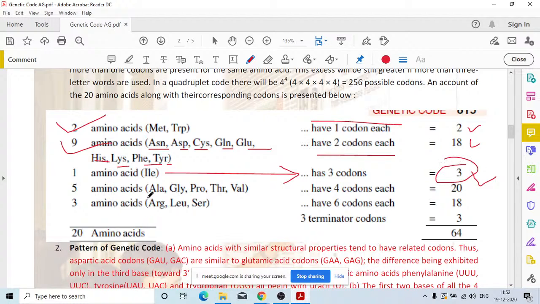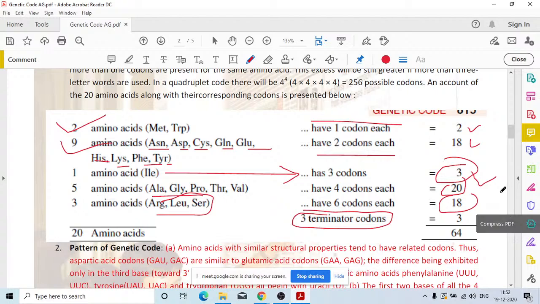Then all these amino acids have four codons. Since there are five amino acids, 20 have been taken. These three amino acids have six codons each, so six threes are 18 taken. And there are three termination codons. These codons will stop translation, so it is three.